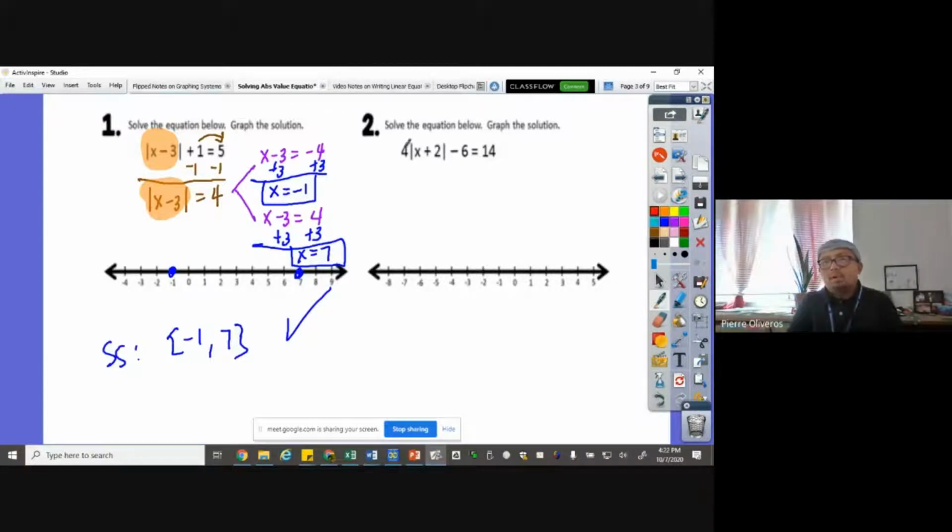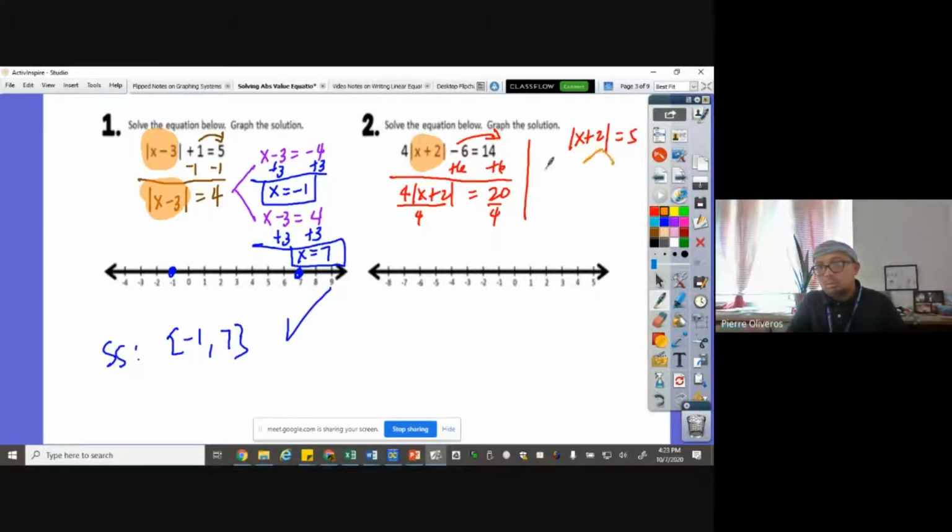Next. You have 4 times absolute value of x plus 2, minus 6 equals 14. Again, we need to combine like terms. We need to isolate this portion here and get rid of the negative 6 and the 4. First thing you have to do is move the negative 6 by adding 6 on both sides. That will give you 4 absolute value of x plus 2 is equal to 20. Now you can divide everything by 4. That will give you absolute value of x plus 2 is equal to 5.